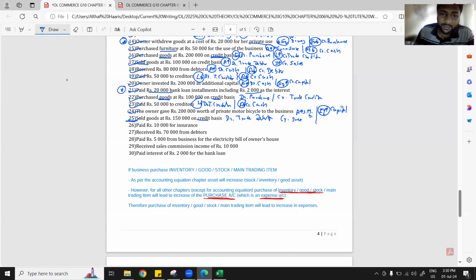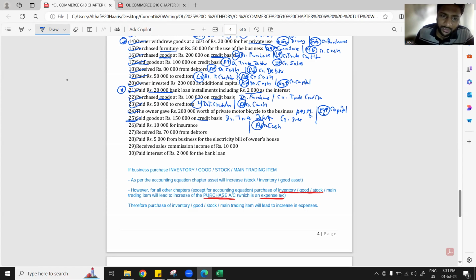So transaction number 26, paid rupees 10,000 for insurance. So you have paid 10,000 rupees for insurance. You know insurance is an expense for the business. So we'll write the easy one. When you pay insurance, what's happening to your cash? Your cash asset is decreasing. So asset decreases, it's a credit record.